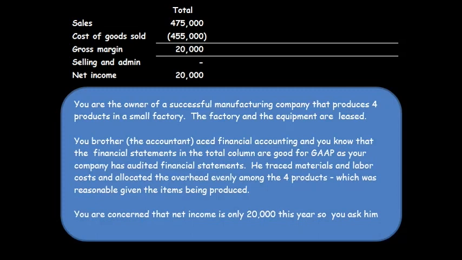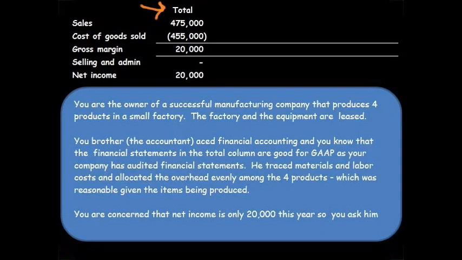Your brother actually happens to be a fantastically talented accountant. His specialty is financial accounting, so he prepares the financial statements for your company. Your company is audited, so you feel good about the information in the financial statements. What you're looking at up above the blue box here is a summarized income statement for the most recent year. To prepare these financial statements, your brother, the accountant, traced all the materials and labor costs among the various products, and he properly allocated the overhead to the products as well.